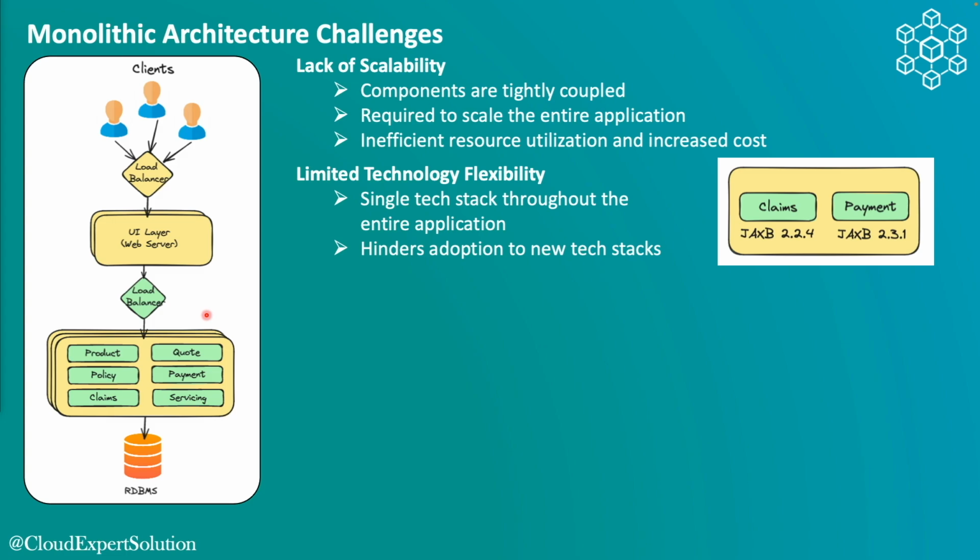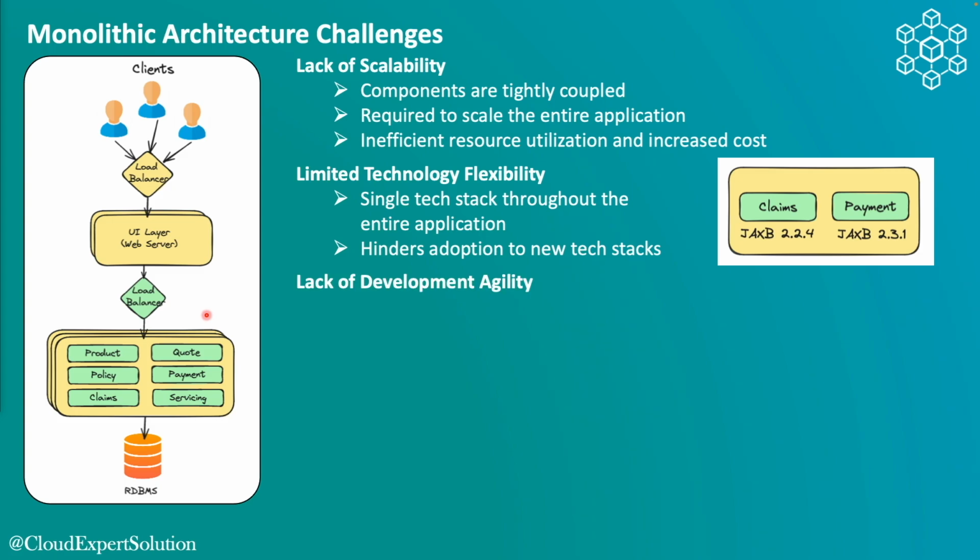In the payment module, if there is a requirement to use JAXB 2.3.1, because I am integrating with external payment gateways, my current application will create a conflict. In this case, either I have to upgrade JAXB for the entire application including claims, or I have to find a backward compatibility for the external payment services.